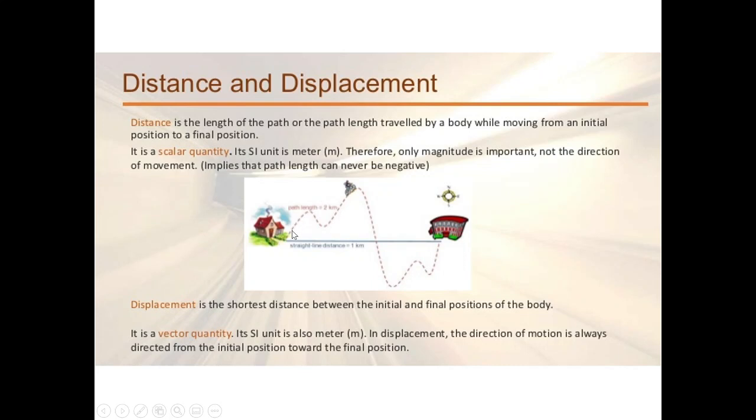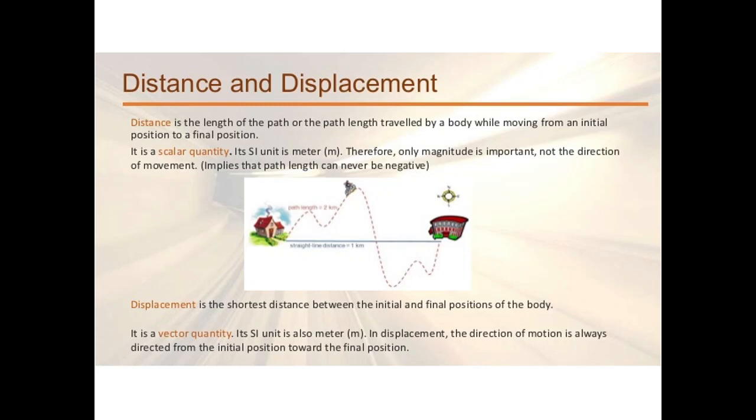So the difference between distance and displacement is that displacement is defined as the shortest distance between initial position and final position, and distance is the length of the path, or the path length, which a body travels. Suppose the distance between two houses is 2 kilometers. It means that by the pathway chosen to reach from one house to another house, the complete distance traveled is 2 kilometers. Now displacement means the shortest way to reach that place.